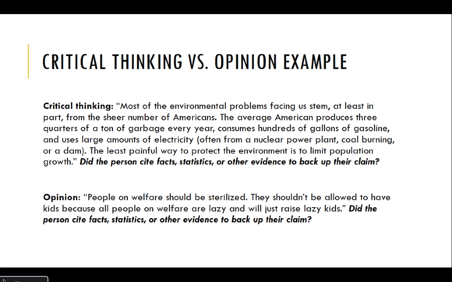Most of the environmental problems facing us stem, at least in part, from the sheer number of Americans. The average American produces 3/4 of a ton of garbage every year, consumes hundreds of gallons of gasoline, and uses large amounts of electricity, often from a nuclear power plant, coal burning, or a dam. The least painful way to protect the environment is to limit population growth.